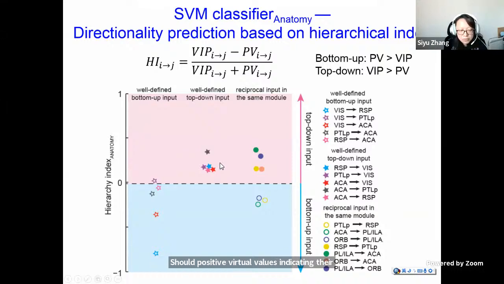The SVM classifier trained with HI anatomy values was called classifier anatomy. It revealed that the decision boundary for classification of bottom-up and top-down inputs is close to 0, the dashed line here, suggesting that the sign of HI anatomy can be used to predict the directionality of a specific input. And notably, the reciprocal intramodule inputs, the circles with the same colors here, show opposite preferences for PV and VIP neurons, indicating opposite hierarchical directions of these inputs.